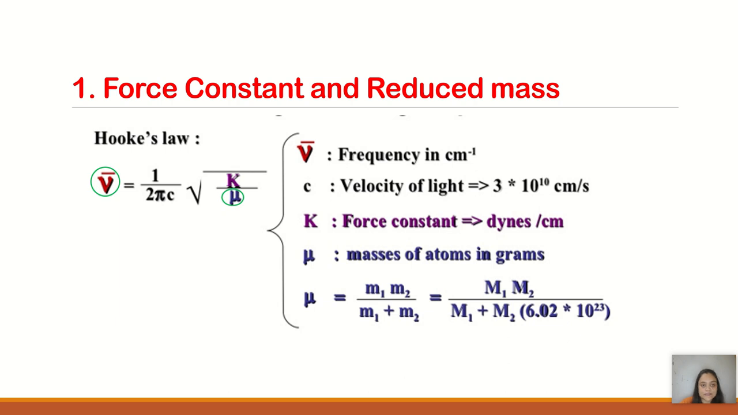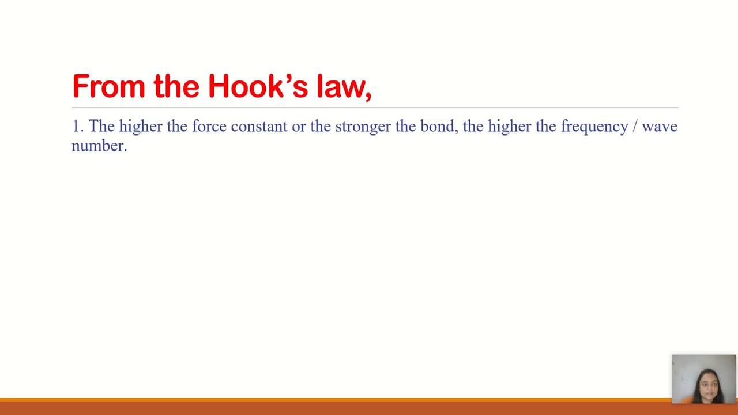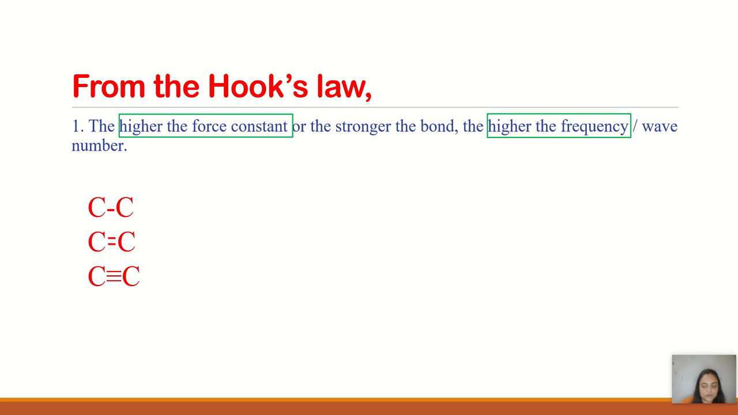Reduced mass means the atom is lighter. So the conclusion is that the wave number is directly proportional to K and inversely proportional to mu. Now we are going to discuss some factors according to Hooke's law. From Hooke's law, the higher the force constant or the stronger the bond, the higher the frequency or wave number. We have to remember that a higher force constant, or a stronger bond, will also increase the frequency. Let's take one example.